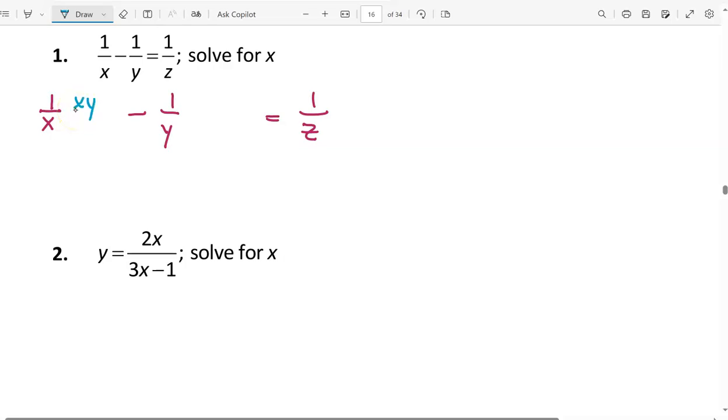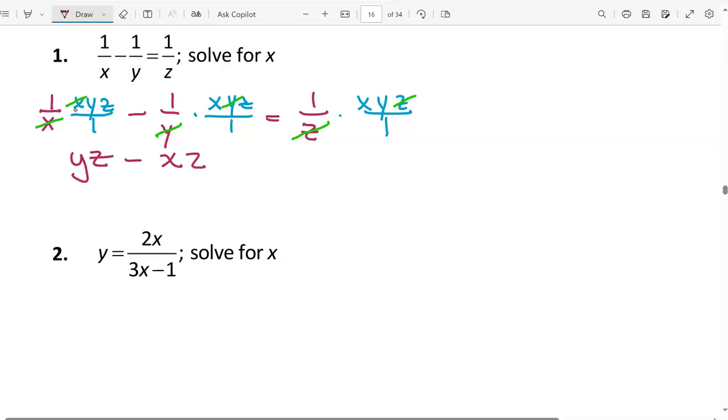which is x times y times z over 1. So I'll multiply each term by x times y times z over 1. Now we can cancel the common factors in numerators and denominators in each multiplication. Cancel x's in the first multiplication, cancel factors of y in the second multiplication, and cancel factors of z in the third. That will leave us with y times z minus x times z equals x times y.